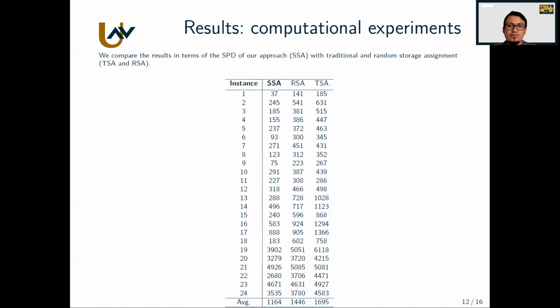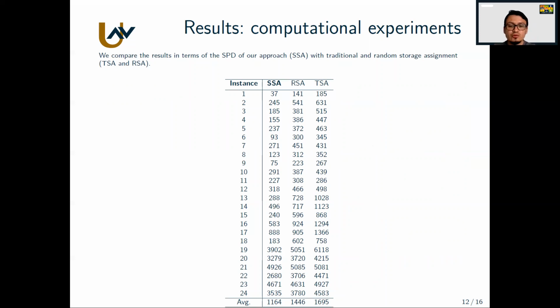The second part of the results is the applied results. In this case, we want to present the results in comparison with other types of storage allocation policies. For example, the first idea is to compare our scattered storage with traditional storage. We also want to compare scattered storage using optimization models with scattered storage using random assignments, as you can see here. Random storage assignment and traditional storage assignment.